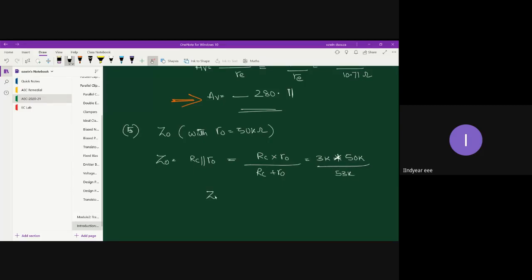So you would get Z0 as how much? How much will you get Z0? 2.83 kilo. Correct, no? 2.83 you'll get, right?